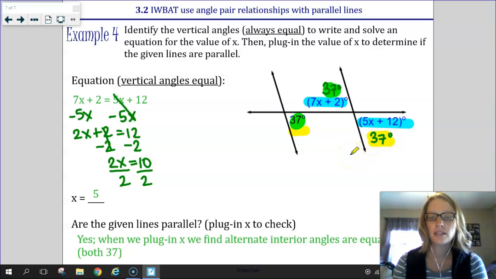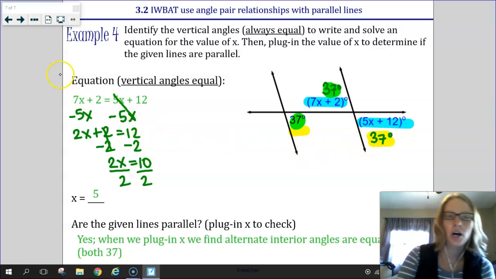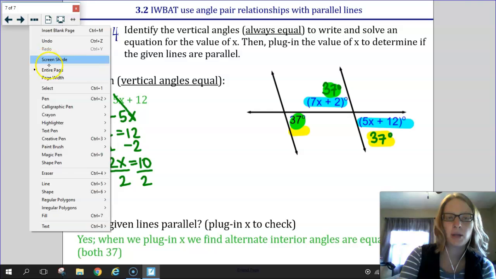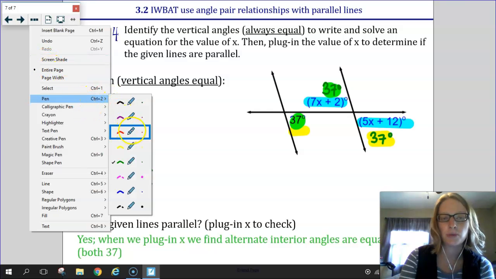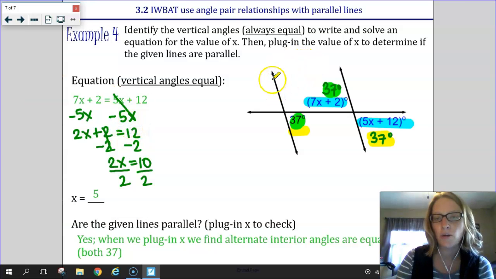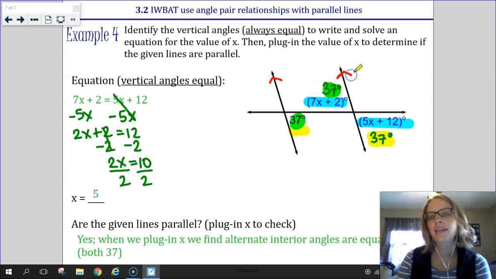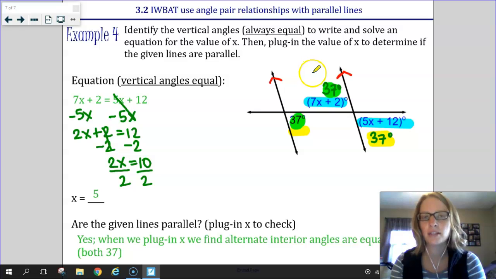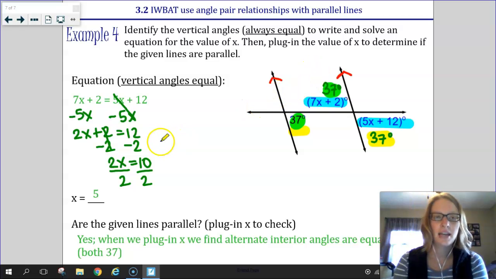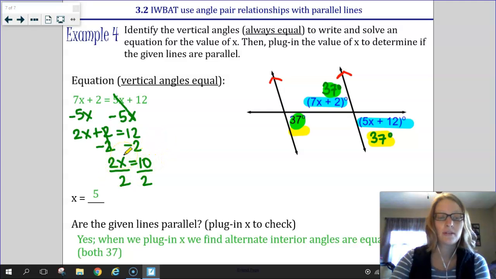So you can say yes to this last question either because of the green alternate interior angles or the yellow highlighted corresponding angles. Ultimately, what that means is when we plugged in and our angle relationships were true, it means that I could go back and say, okay, because those were equal, 37 and 37, now I know that those two given lines are indeed parallel to each other. This is the end of your 3.2 and 3.3 notes for today.